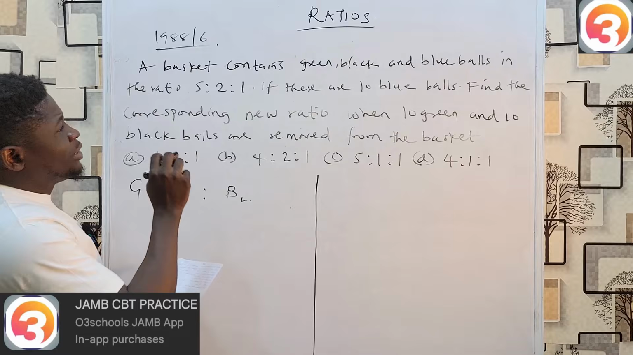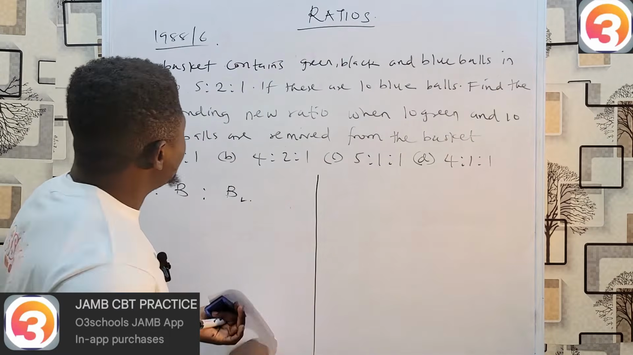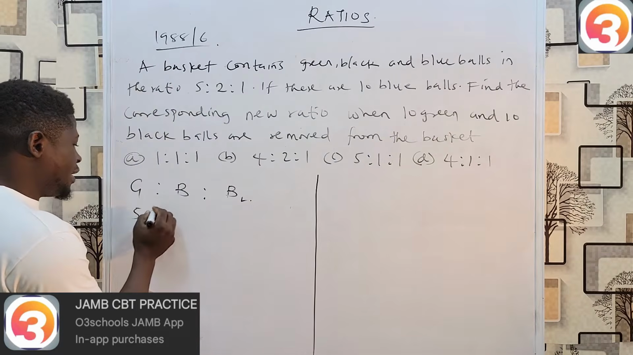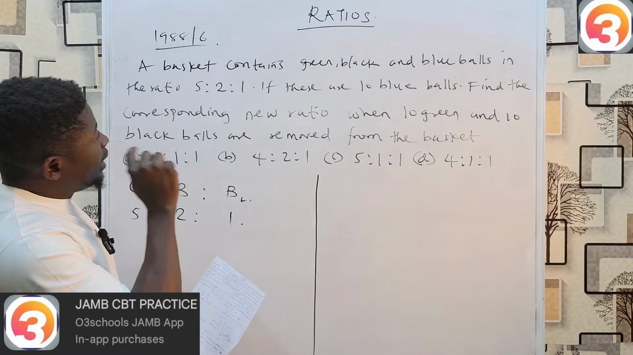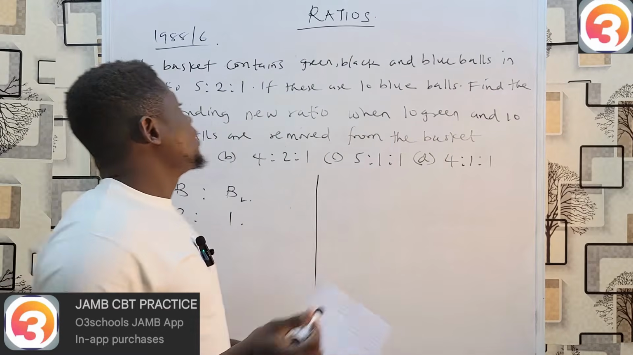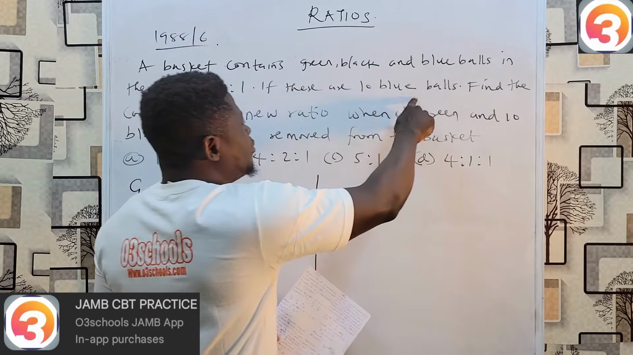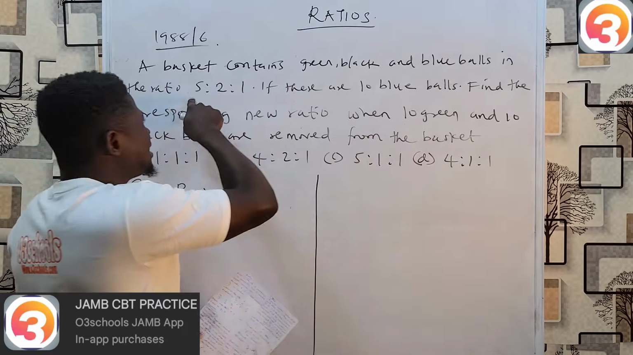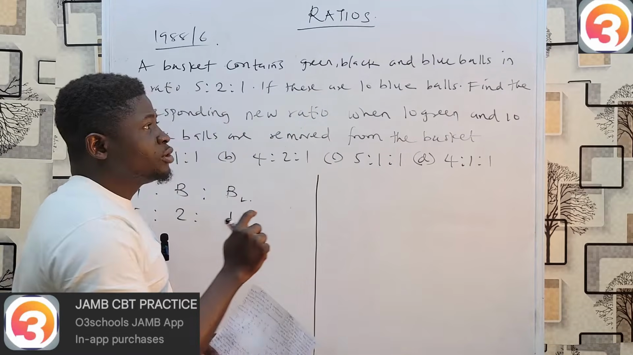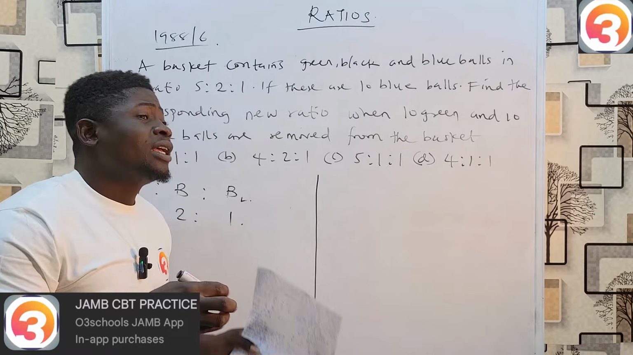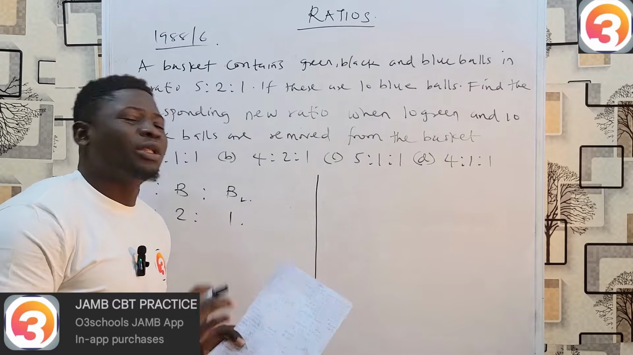Now we're told that in that basket, the ratio of the green, the black, and blue balls is 5:2:1. So this one is ratio 5, this is ratio 2, this is ratio 1. Now if there are 10 blue balls, the number of blue balls in the basket is 10. So we have more information about the blue balls, and that will be very instrumental in us looking for whatever we're looking for.